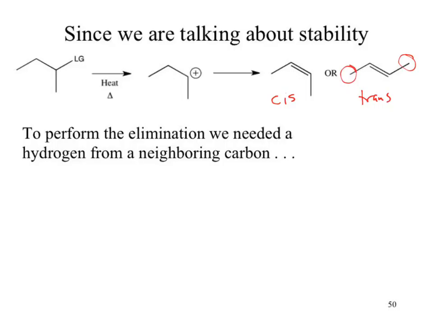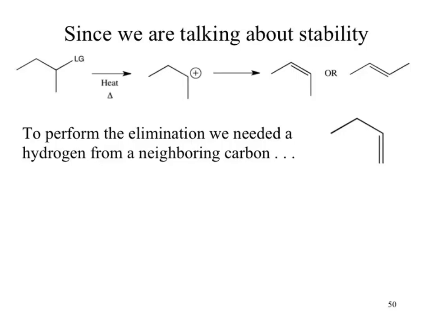The whole key to this was that we removed a hydrogen from that neighboring carbon, right? We took the electrons out and we made the double bond, right? Is there another product? Said another way, is there another hydrogen? There's another product.